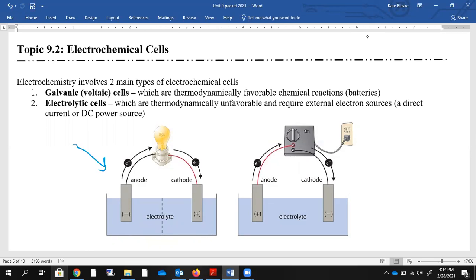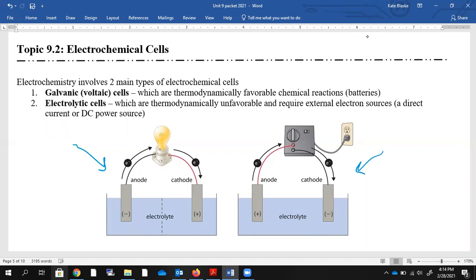The other type of electrochemical cell, and we're not going to talk much about this one until a little bit later on in this unit, is called an electrolytic cell. An electrolytic cell is a thermodynamically unfavorable reaction, which means that we need to provide an external source of the electrons, such as plugging it into the wall or some other sort of power source, to force those electrons to move and make that redox reaction happen.